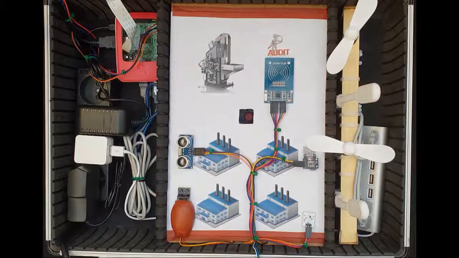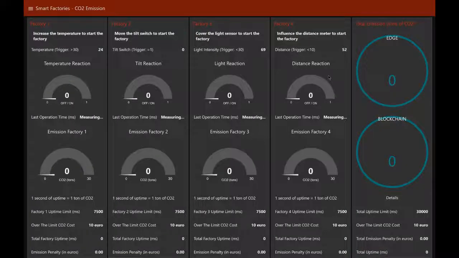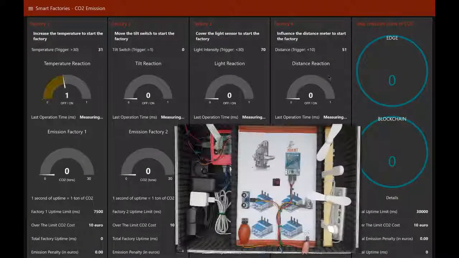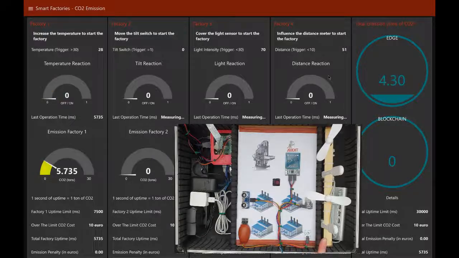To press the go button for factory number 1, you need to increase the temperature on this sensor. This is the temperature sensor. If I simply blow some hot air on it to increase the temperature, factory number 1, represented by LED 1, will start producing your goods.